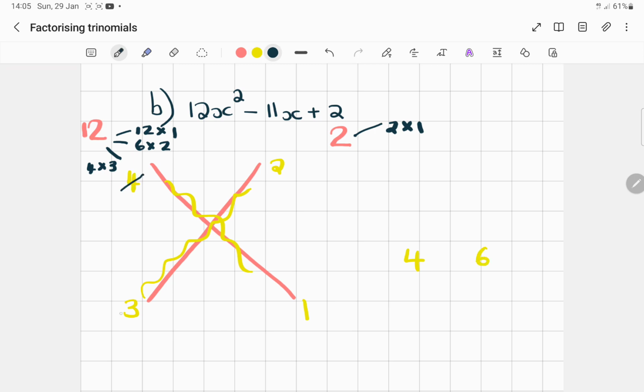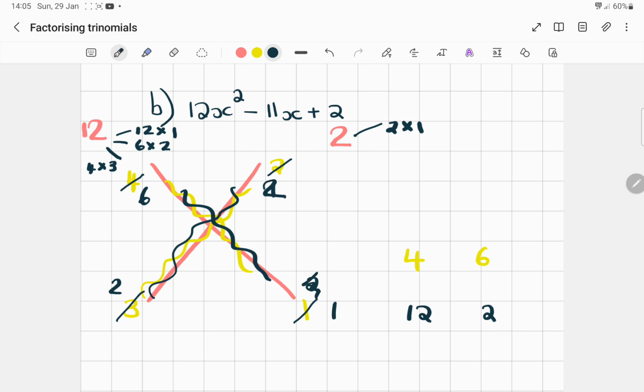I'm going to scratch them out that I've tried them. So what about 6 and 2 and 1 and 2? Let's try that combo. 6 times 2 is 12 and 2 times 1 gives you 2. Still not going to give me. What if I just swap these two around? 6 times 1 is 6. 2 times 2 is 4. Also not. Let me just try another color.